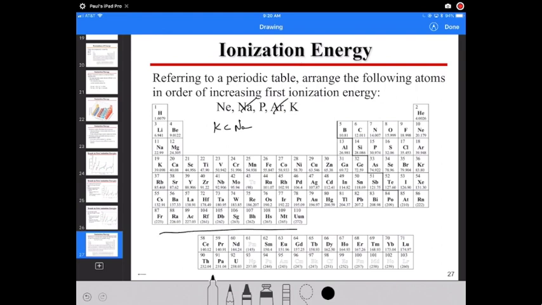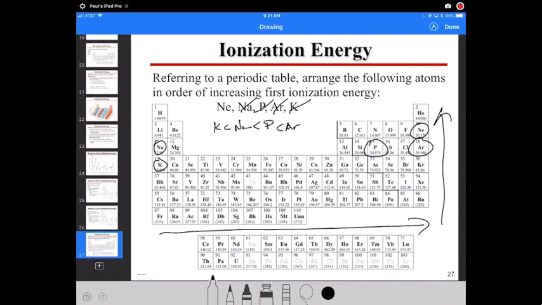Okay, so I got that one and that one. As I go in my trend, what would be the next one that I can deal with? Phosphorus, which is here, because I got that one and that one. And then what do I have left? Okay, I've got argon and neon. So which one is easier to take an electron from? Argon. And the hardest one to take is neon. Okay? That's the kind of test question I might be able to give to you.